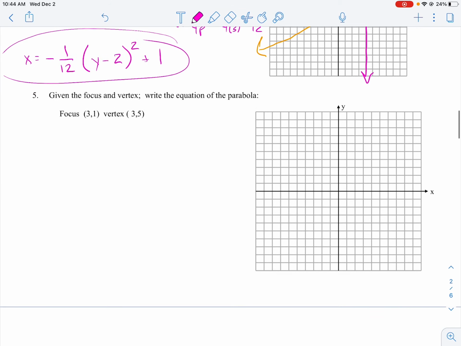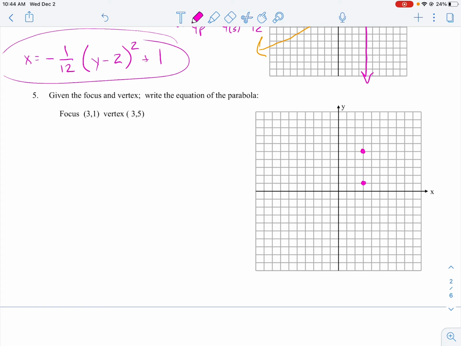Okay, let's do number 5, and we'll call it a day. So given the focus and vertex, write the equation of the parabola. So our vertex is 3, 5. And our focus is 3, 1. Now this is going to have to take a little intuition here.